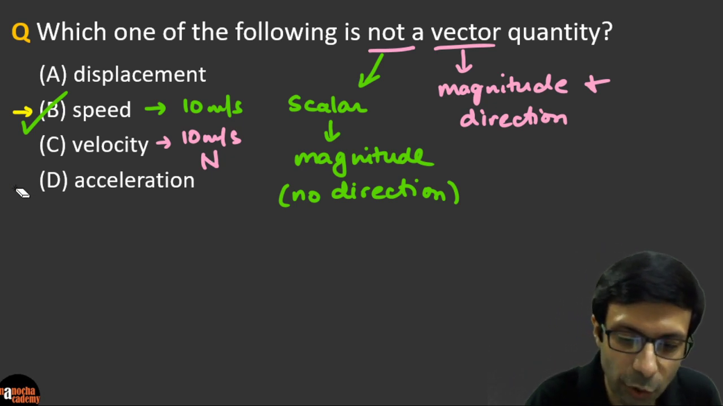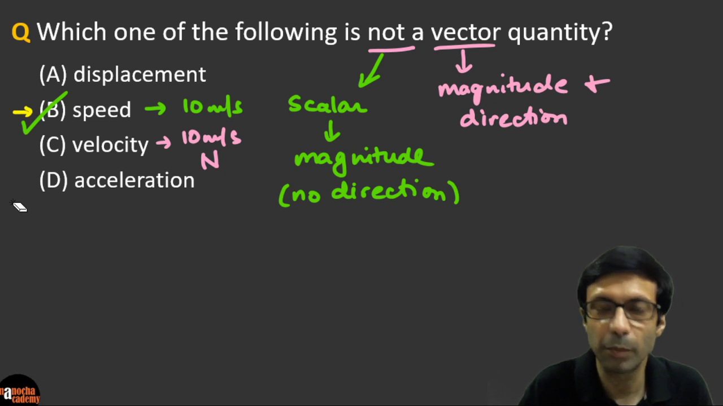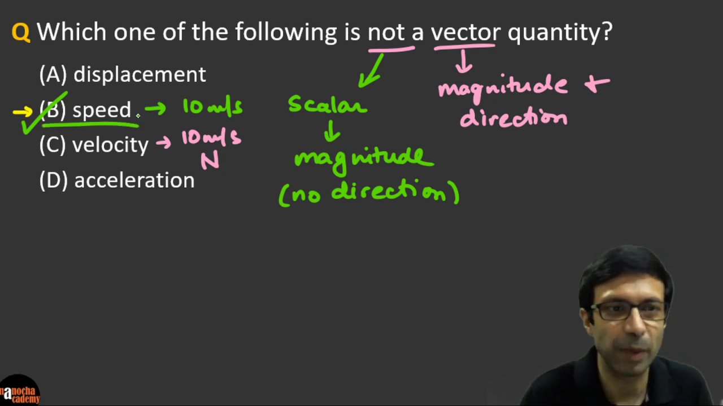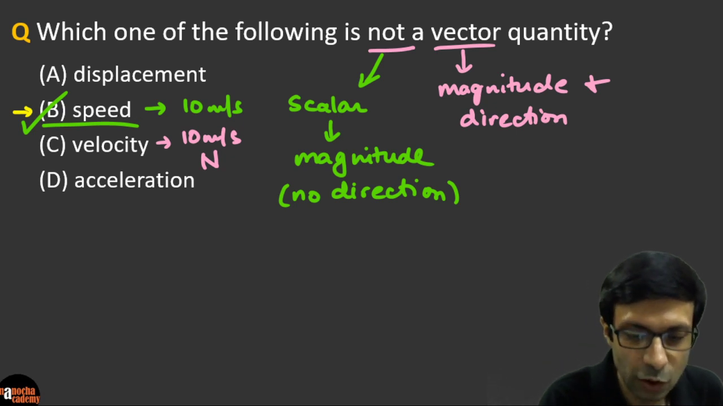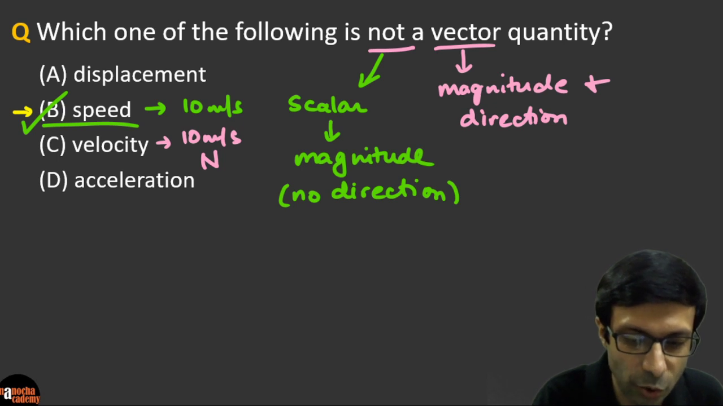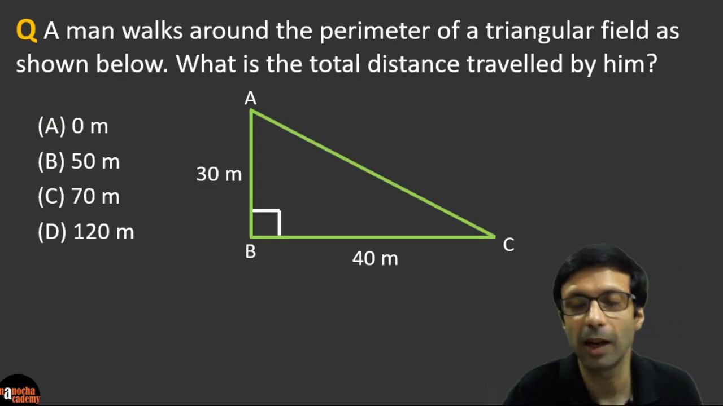So the correct answer for this is, which one is not a vector means which one is a scalar. And our right answer is B, speed. Superb. So we'll be coming to acceleration. I see some of you asking, what is acceleration? We are coming to a question on that. So don't worry, it's coming up. Let's take a look at our next interesting question.